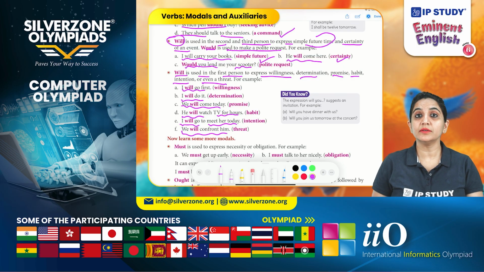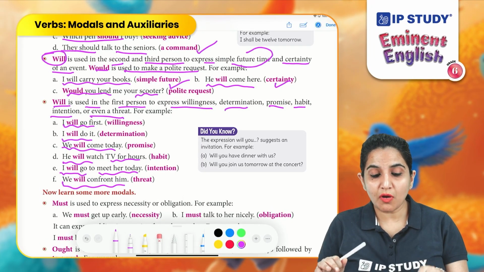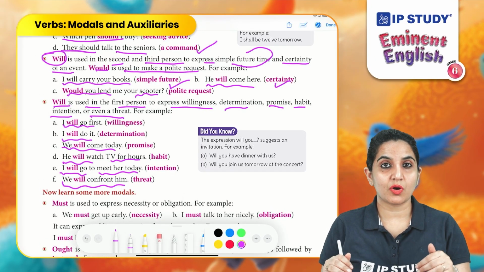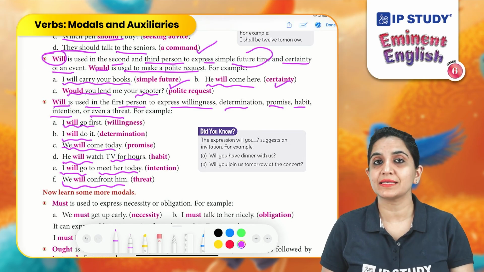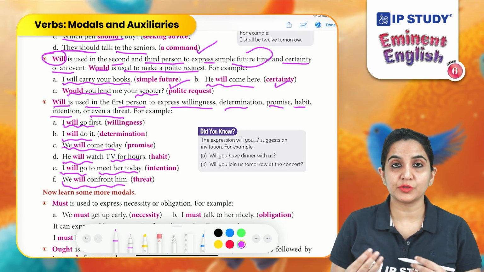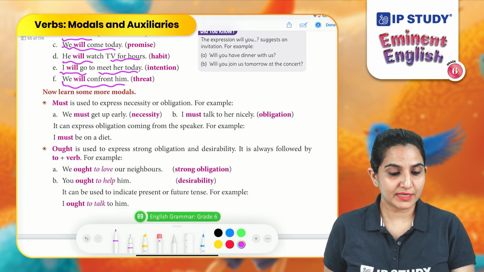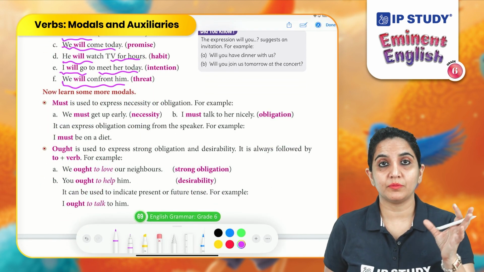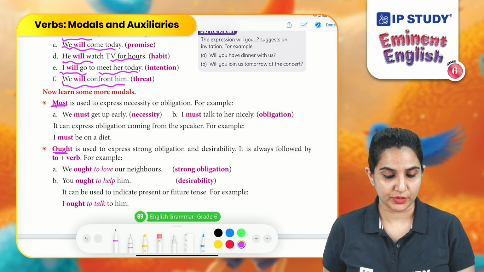We will confront him. This is a threat. So will expresses the strong willingness and strong determination in the sentences, and a strong promise as well. And would is used to make a polite request. Now let us learn about some more modals such as must and ought.